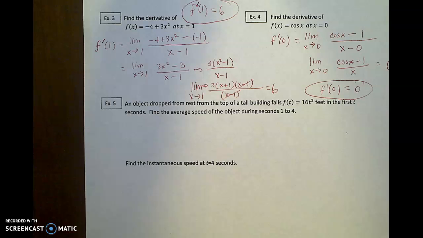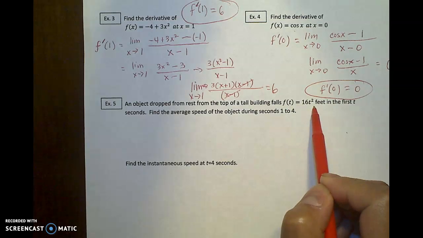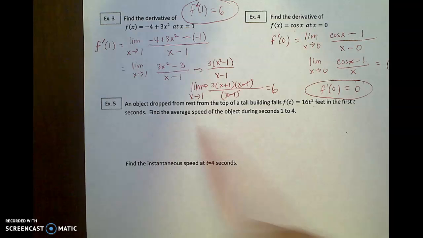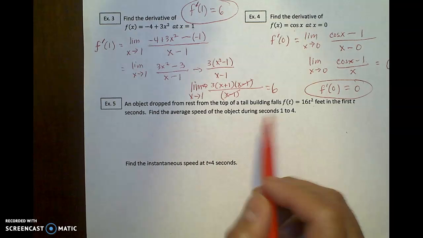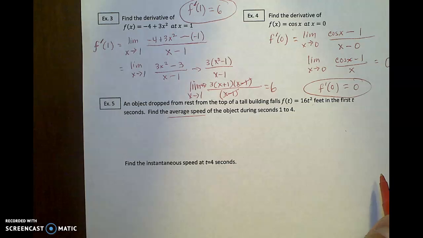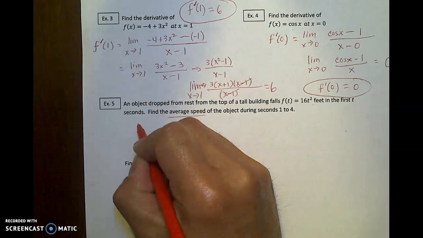Okay, so to finish up with this last example, we have an object being dropped from rest from the top of a tall building. That free fall is described by this function, 16t squared. In the first t seconds, find the average speed of the object during seconds 1 to 4. So to find the average speed, that is your difference quotient, average rate of change, which is kind of like slope.